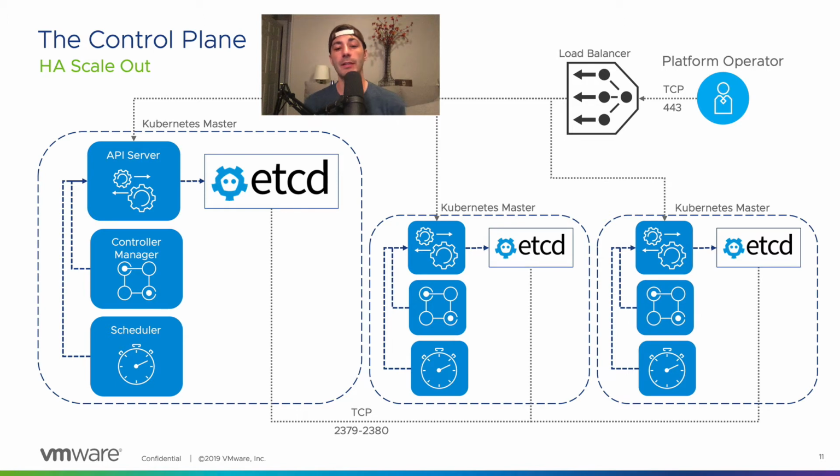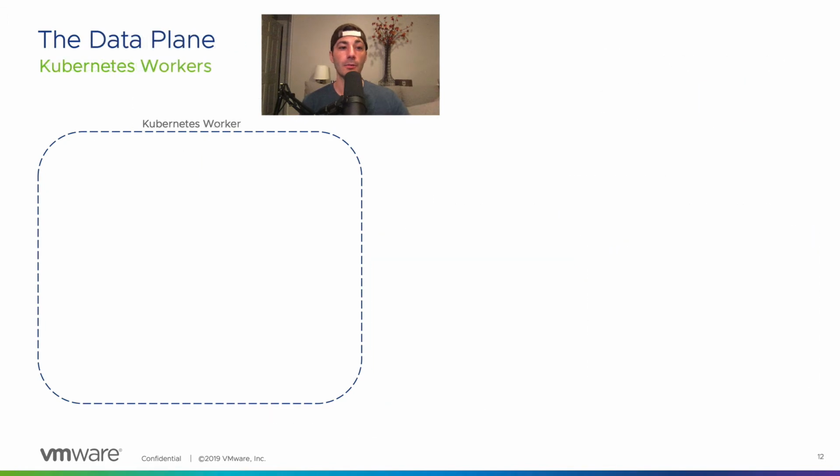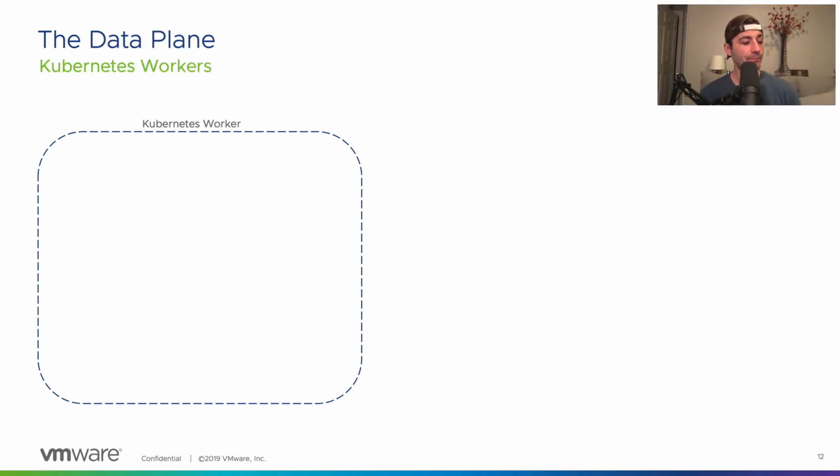So if all of a sudden I needed to go from, say, 1.17 to 1.18 for Kubernetes, I could take down one of the Kubernetes masters, put 1.18 in there, and then do this rolling deployment. So it makes it easy for you to do these upgrades across your Kubernetes control plane as well. So the other thing we're going to look at is the Kubernetes workers.